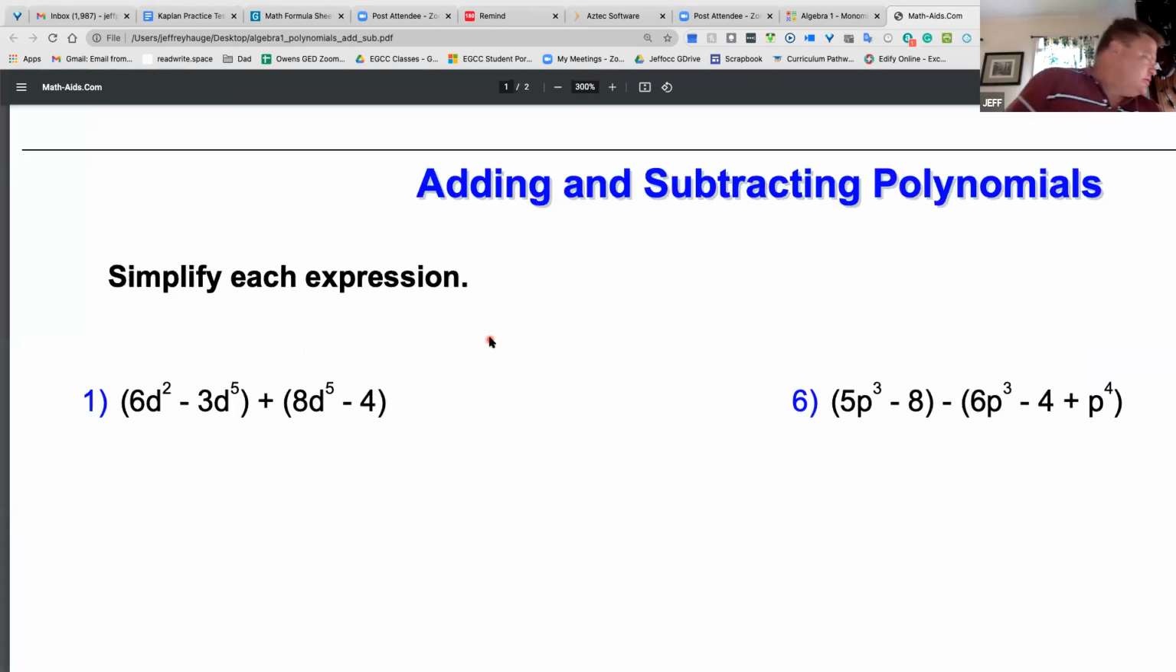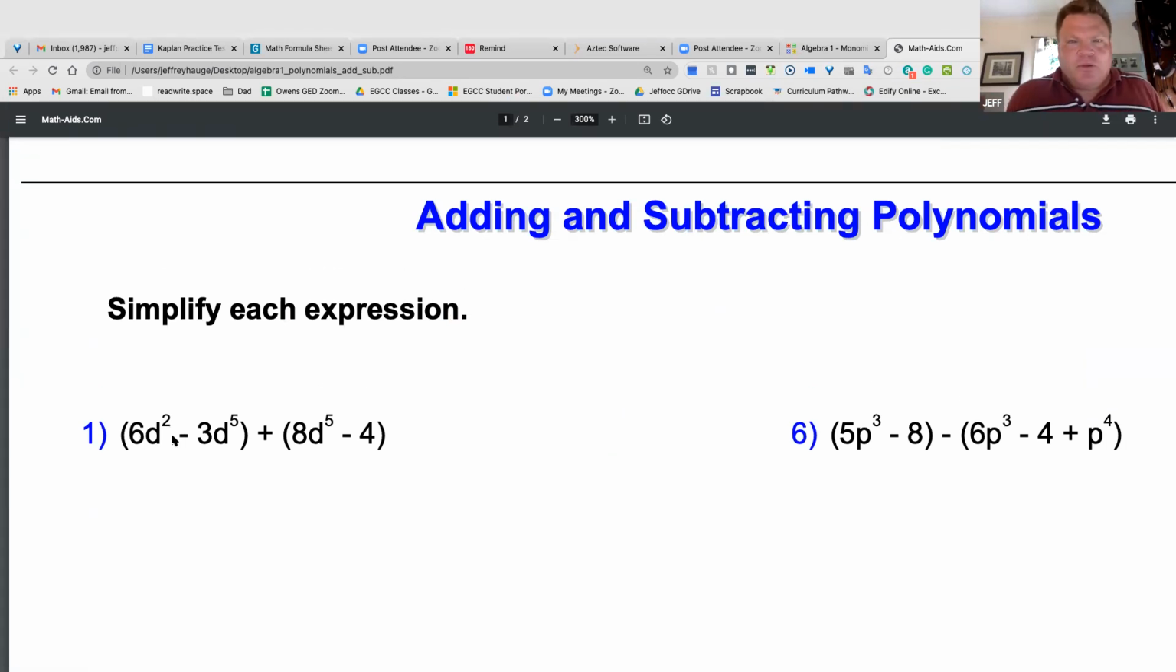Now, there's a word, let me see if it says it in the book. Yep, simplify does not mean solve. So when they say simplify each expression, there's no equal sign here, so we're never going to find out what d equals. Simplify just means organize. So our two hints: lots of names, and we've got to organize them. Of these four things, there's four terms there, we've got to organize them.